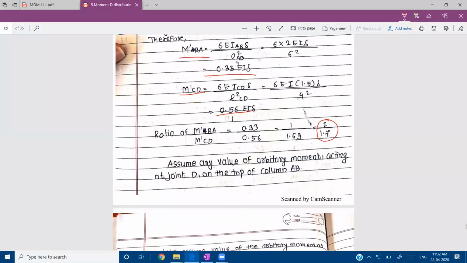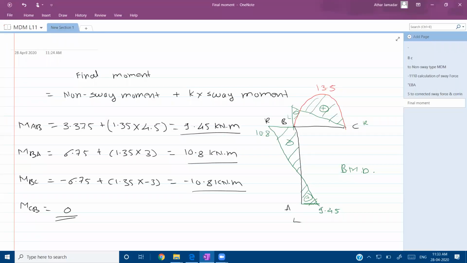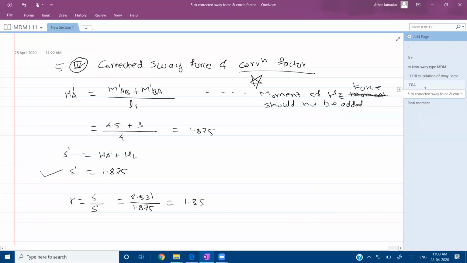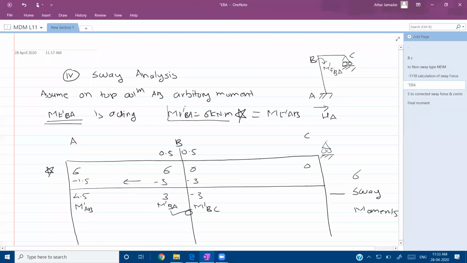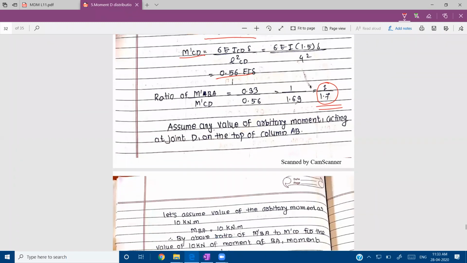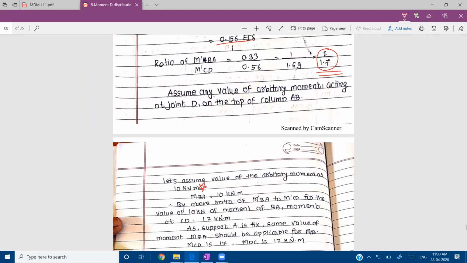Now we have to assume an arbitrary moment, because in the previous case we directly assumed an arbitrary moment. Yes, we directly assumed this moment of 6 kilonewton on top of column BA. But in this problem there are two columns present. Therefore, first of all we have to calculate the ratio of these two moments, and then we have to assume an arbitrary moment. So for example, let us assume MBA of 10 kilonewton meter is acting here. So if MBA is 10, then using this ratio of 1:1.7, MCD is going to be 17 kilonewton meter.